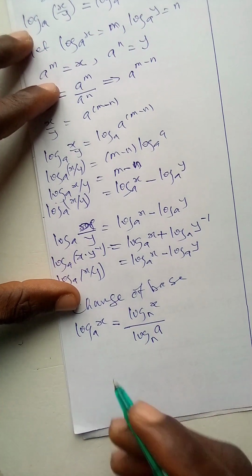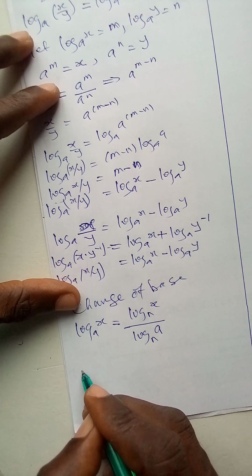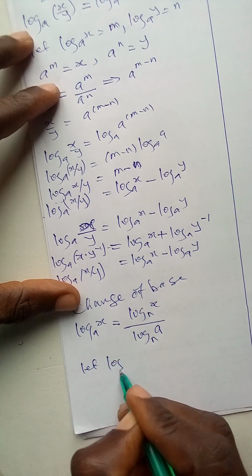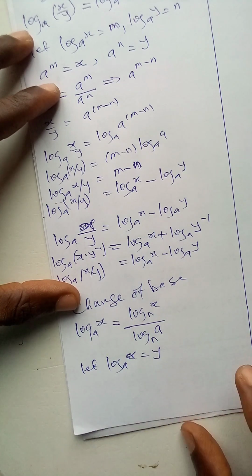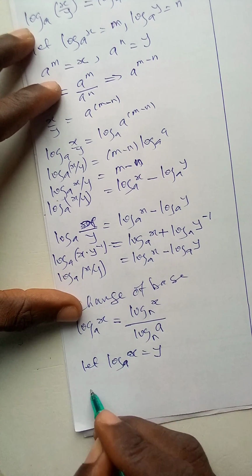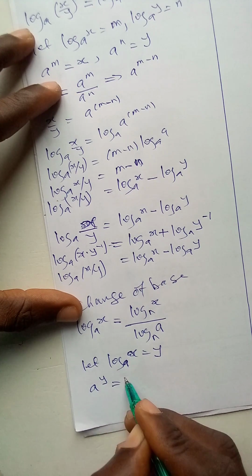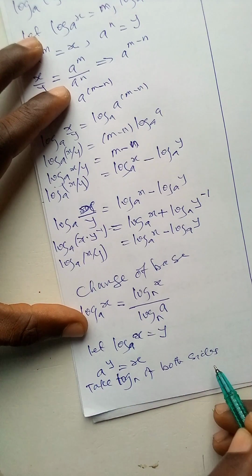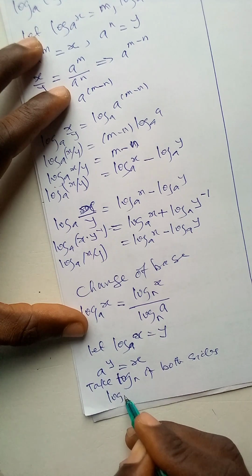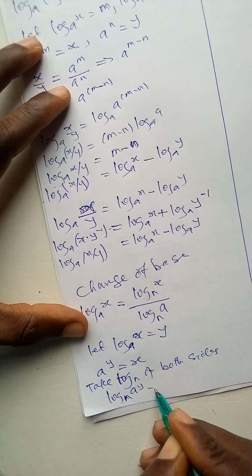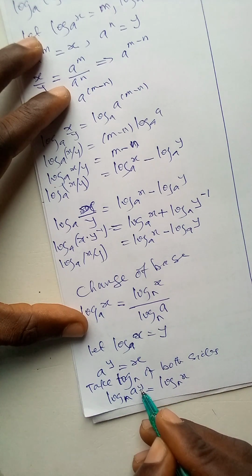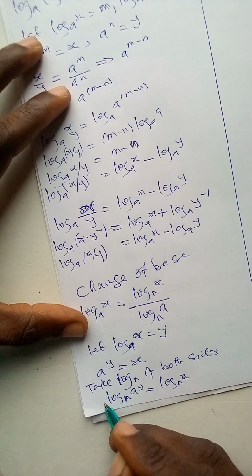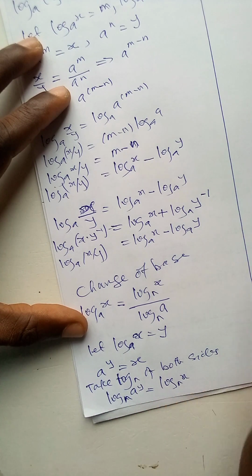Now, to prove this, let us assume that log to base a of x is equal to y. Let's convert this to indices. That becomes a to power y equals x. If we take log to base n of both sides, we have log to base n of a to power y is equal to log to base n of x. Now, if we apply power law, this power y will become the coefficient of log to base n of a.